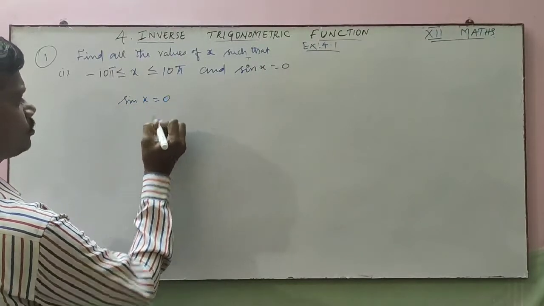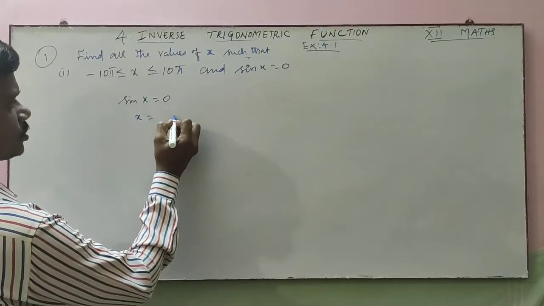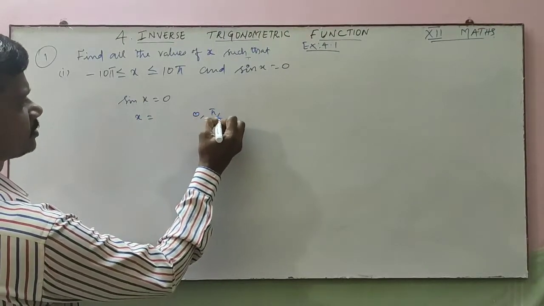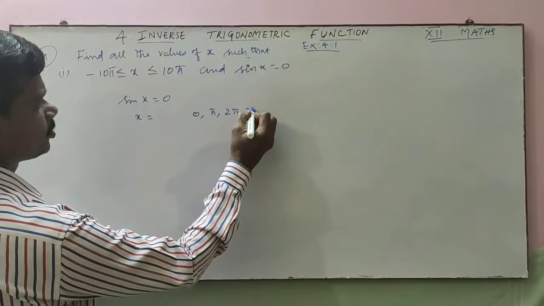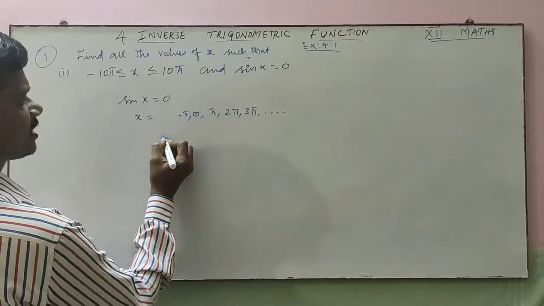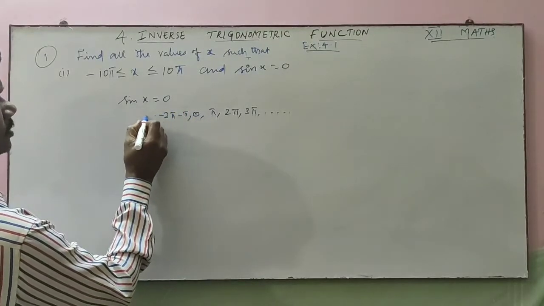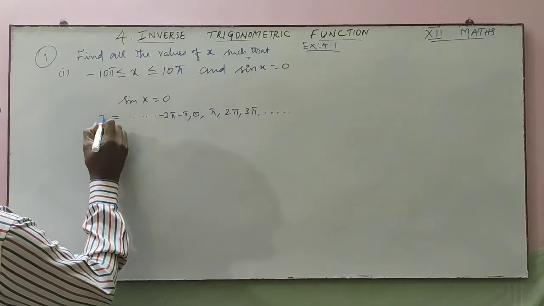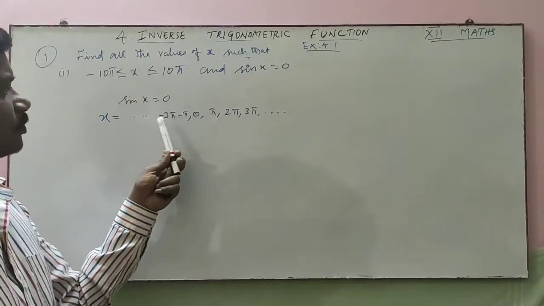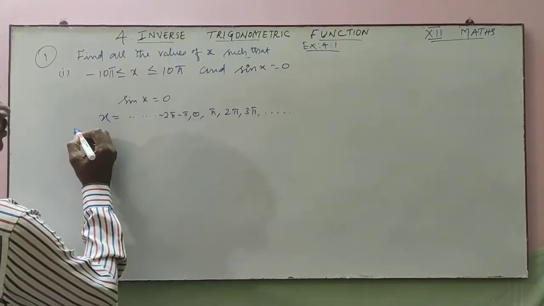Sin x is equal to 0. So x is 0 for 0, pi, 2 pi, 3 pi, and it goes on like this. To the left side, minus pi, minus 2 pi. Here also it tends up to infinity. So for all these values, sin x is 0.